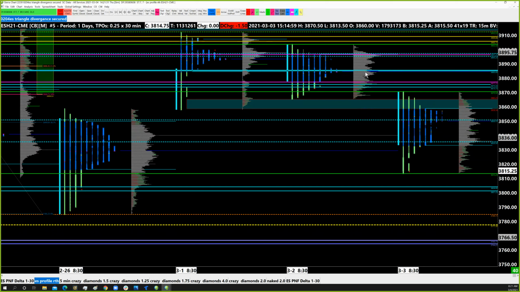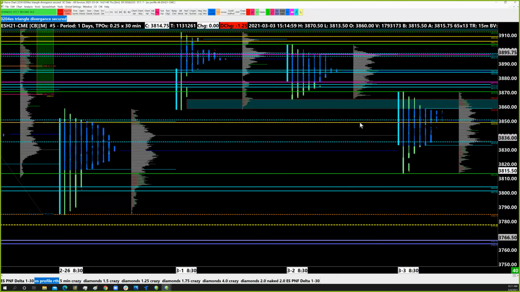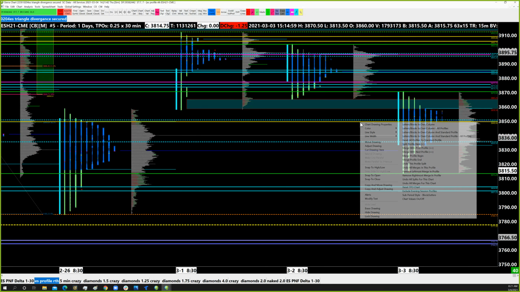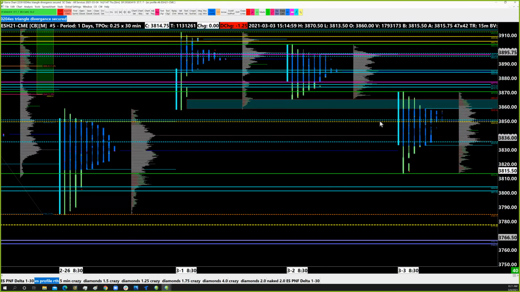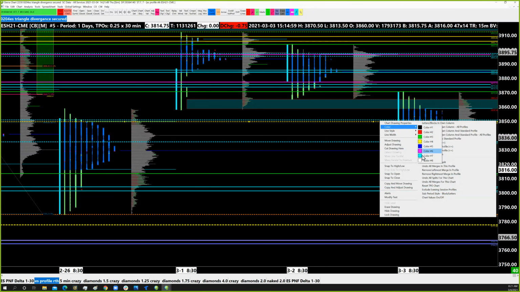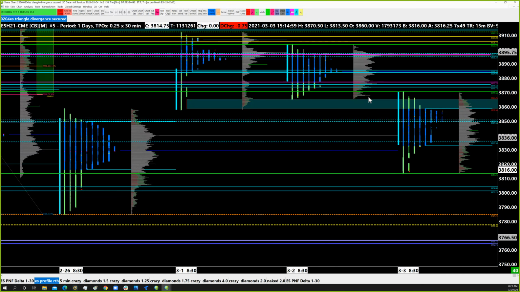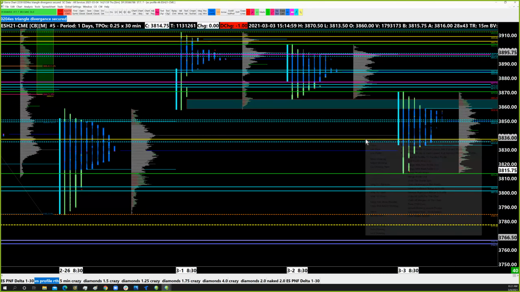they, see how they're separated by a big distance there, just like yesterday, right? So they're weaker in general. So you have one here, which is the TPO point of control. And you have one over here, which is the volume point of control.